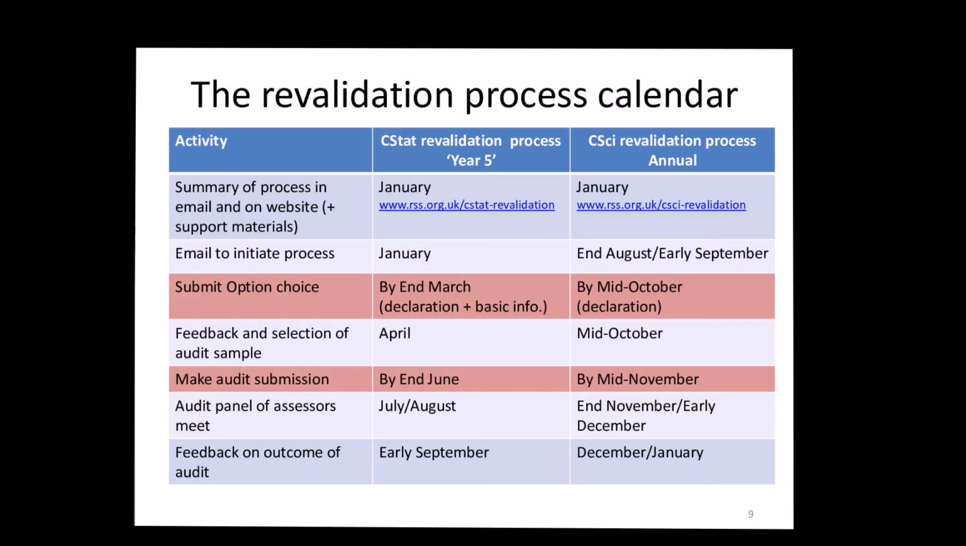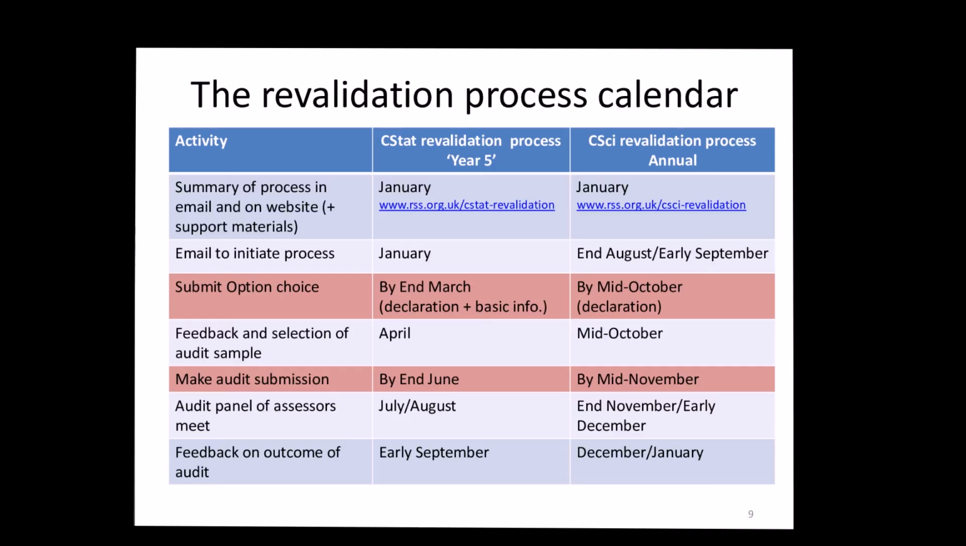Note that only those activities highlighted in a reddish colour on the slide require members to do work. And I would estimate that the amount of work needed, for example, if you're not selected for audit, might be as little as 10 minutes or an hour if you need to bring your CPD summary into shape. If you're selected for audit, you may need to commit a couple of hours in order to pull together the submission.